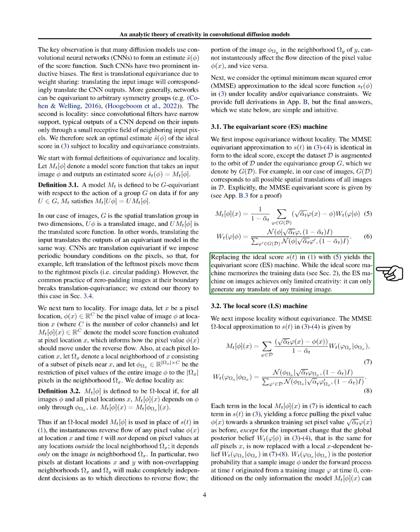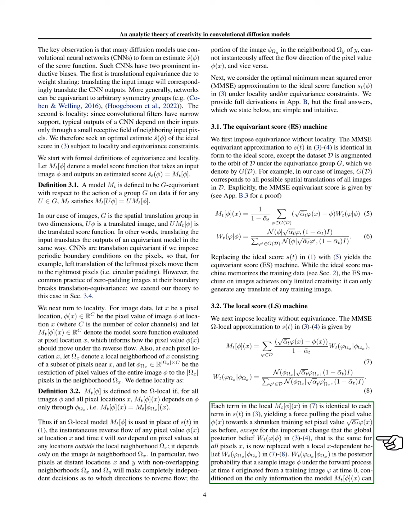Section: The Local Score (LS) Machine. In this section, we discuss the local score (LS) machine, where we introduce locality without requiring equivariance. The minimum mean square error local approximation to our score function is derived from the local terms, which pull the pixel value towards a modified training set pixel value. However, instead of using a global belief that applies to all pixels, we now use a local belief that depends on the specific pixel location.